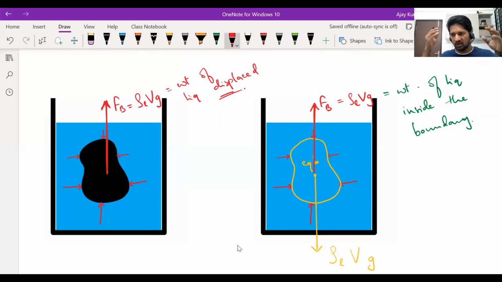So irrespective of what is present in that boundary, the buoyant force depends on the volume enclosed in that boundary and the liquid outside it. Density of liquid into volume inside that boundary multiplied with g, that is the buoyant force. But again, remember the condition, this is for a non-accelerated fluid, non-accelerated liquid.